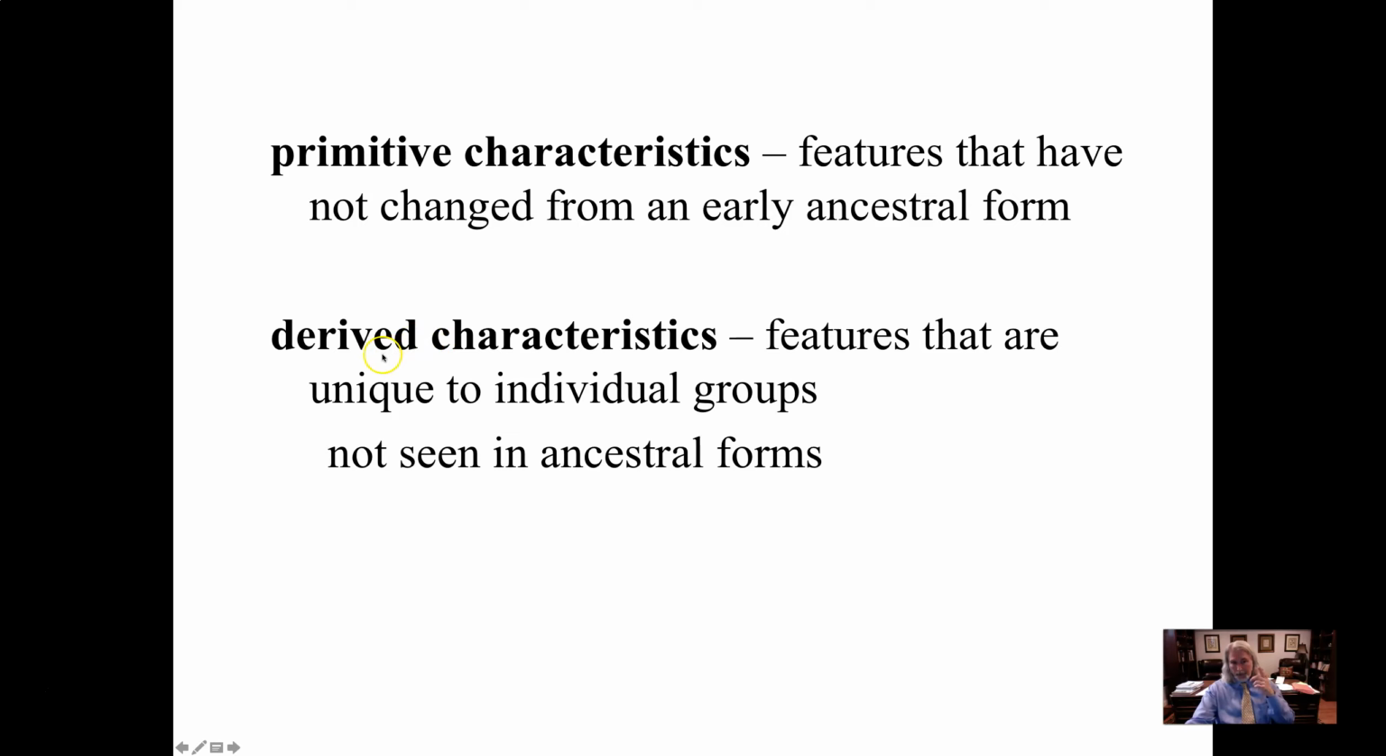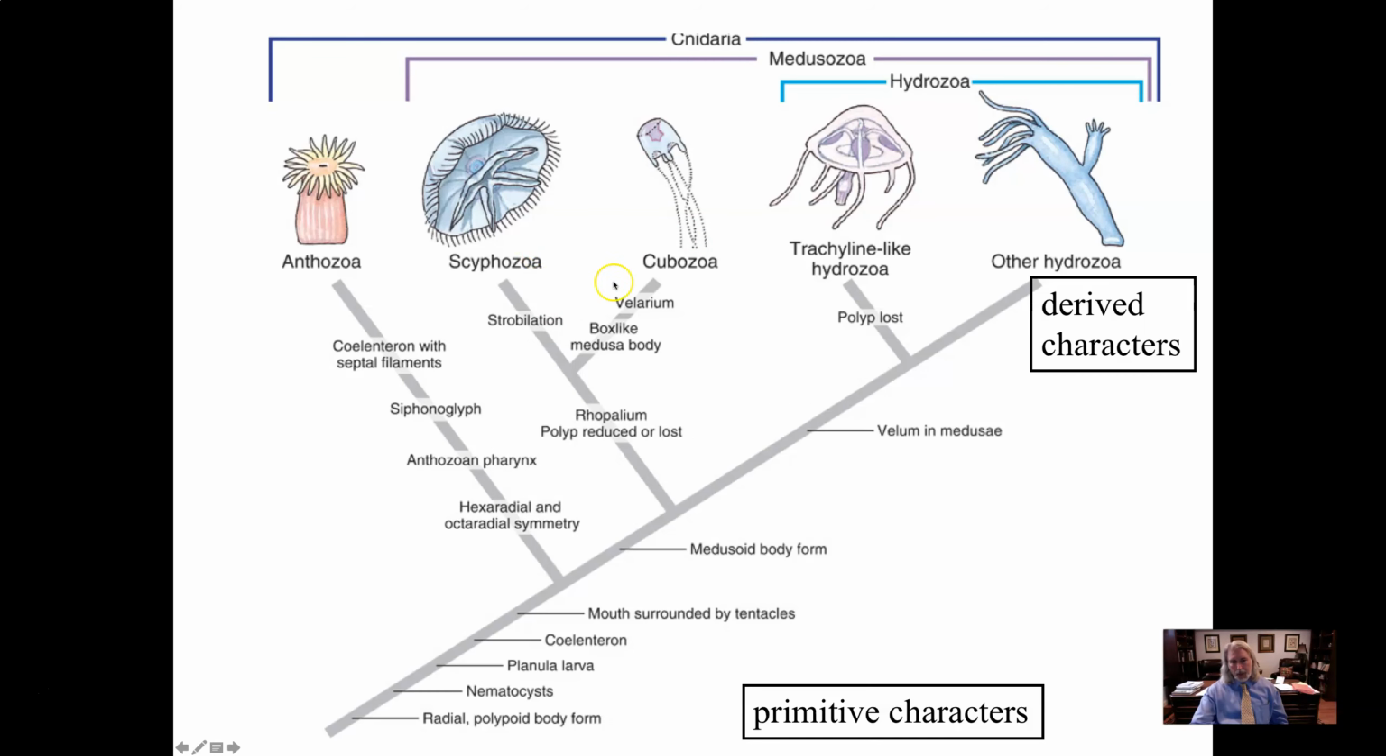One way to remember the difference between the two: derived starts with D, different starts with D. So the derived characteristics are what make groups or branches different from everybody else on that phylogeny. When we use those characteristics to construct the phylogenies, the derived characters are the ones located closer to the top. Primitive, by definition, the ancestor had it, living species have it, so those tend to be found towards the bottom of the phylogeny.